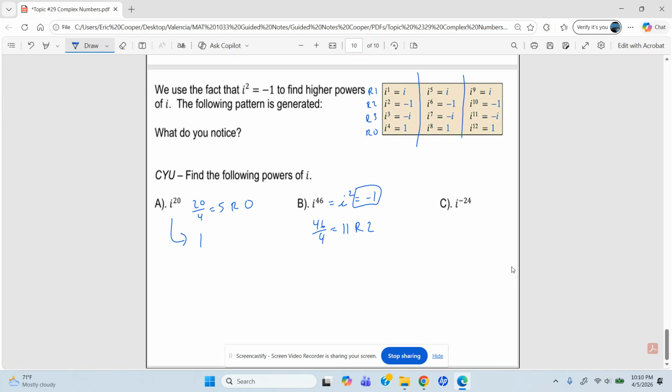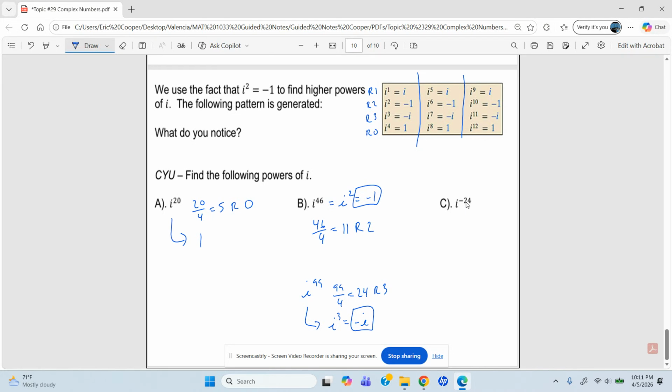And again, you could try it with any of these numbers. If I gave you i to the 99th, 99 divided by 4, it goes evenly in there 24 times. 24 times 4 is 96, so we have a remainder of 3. So i to the 99th is the same as i to the third, which is simply negative i.